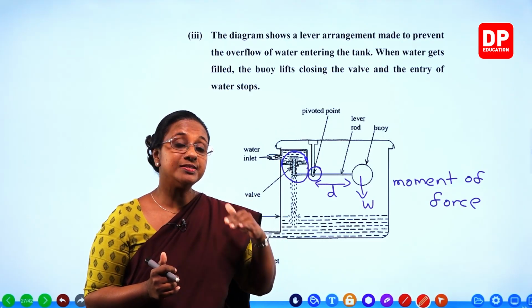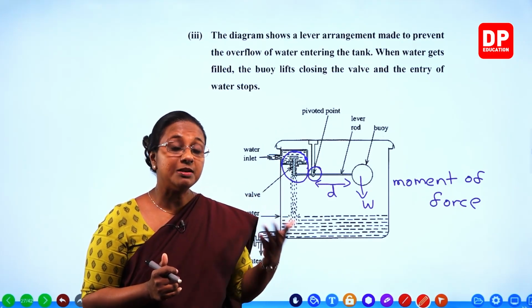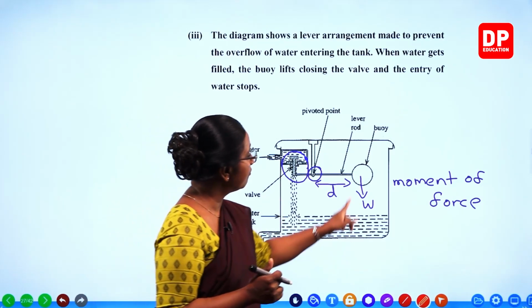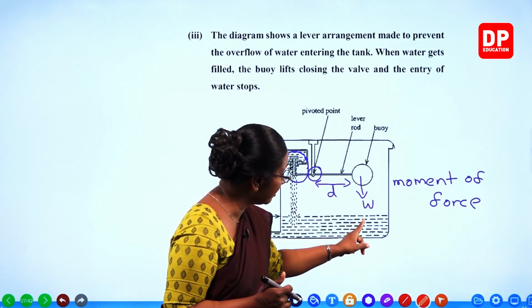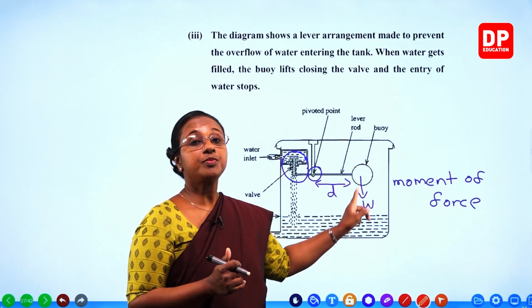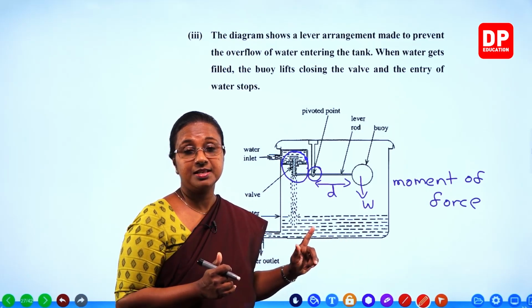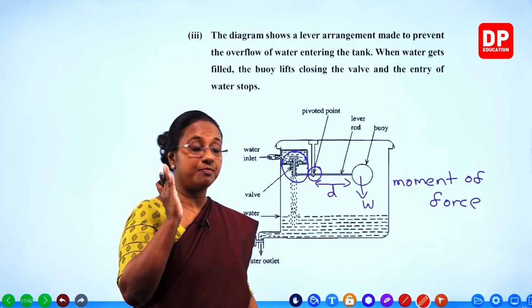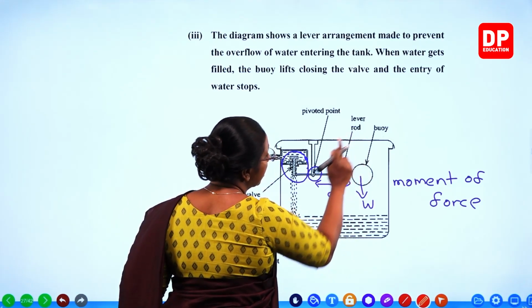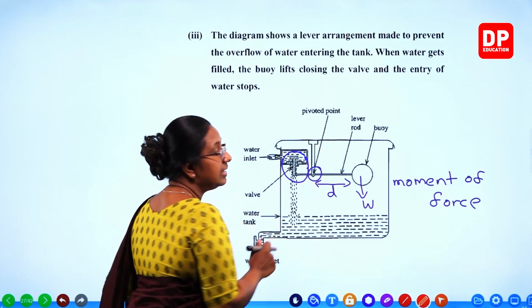And when the buoy submerges in water, what will be exerted by water? Upthrust will be exerted by water on the buoy. Now it's only the weight acting downwards, then there will be upthrust. So when there is upthrust, there is a force acting upwards. Because of that, this particular buoy will be pushed up along with the lever rod.